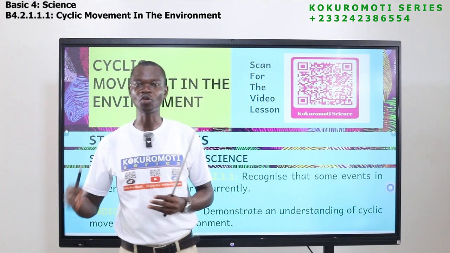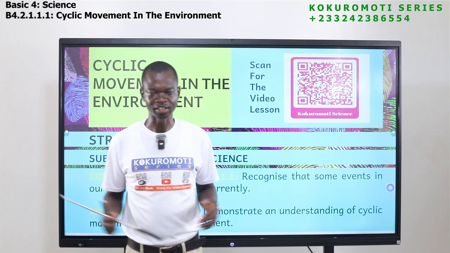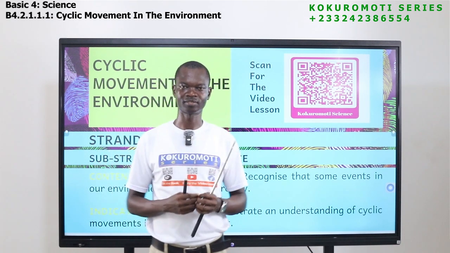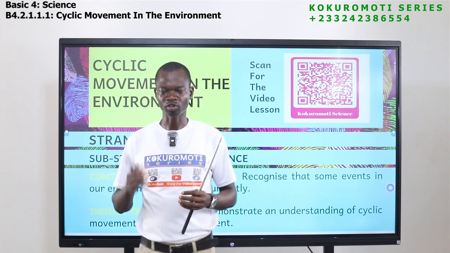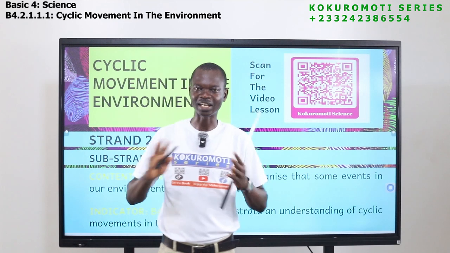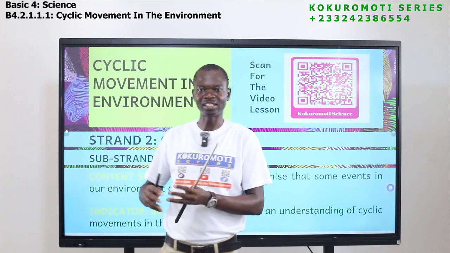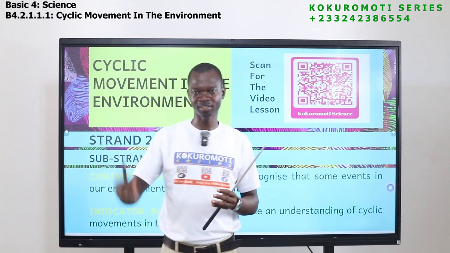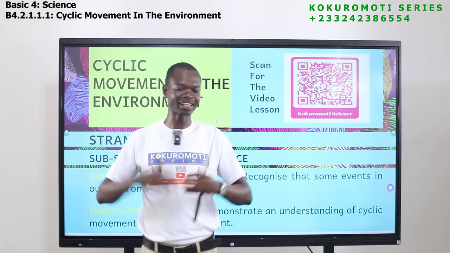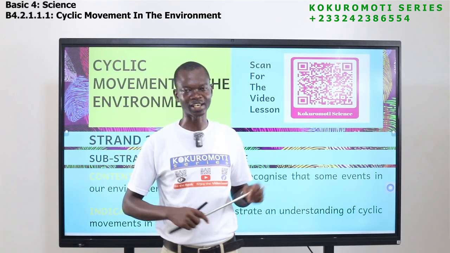So in our environment, so many things happen. A lot of activities occur in our environment. Some of them happen and happen again. They happen continuously in a cyclic manner. So today we are going to look at these activities, these movements that we see in our environment, which always happen. Today you see it, the following day you see it, the next day you see it, like every day you see this thing, or we see them from time to time.